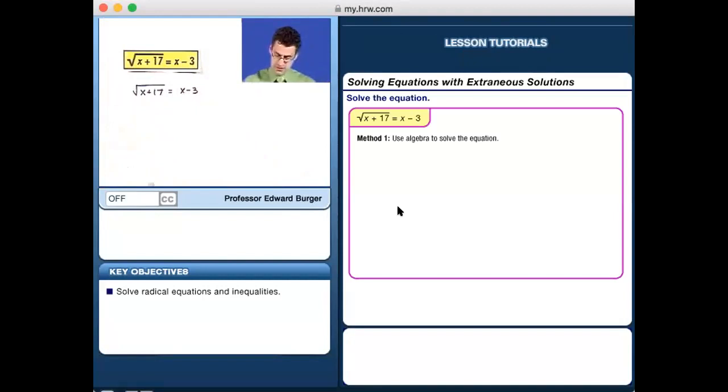So I'll square the left. That will lift the radical. Square the right. That will involve a FOIL. So on the left, that's pretty easy. I just get x plus 17.